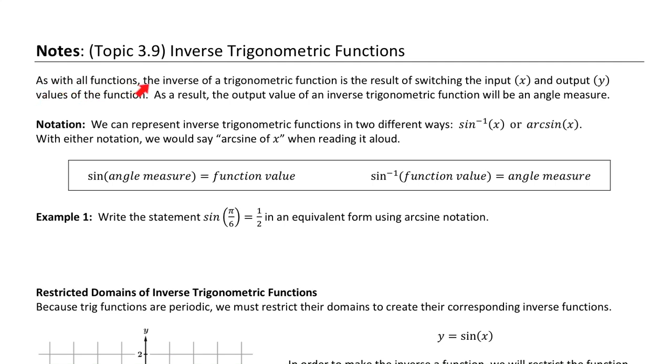As with all functions, the inverse of a trigonometric function is the result of switching the input and output. We learned that in Unit 2. Inverse functions switch the x and the y values. As a result, the output value of an inverse trigonometric function will be an angle measurement.